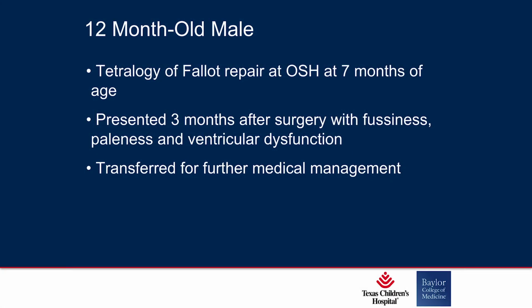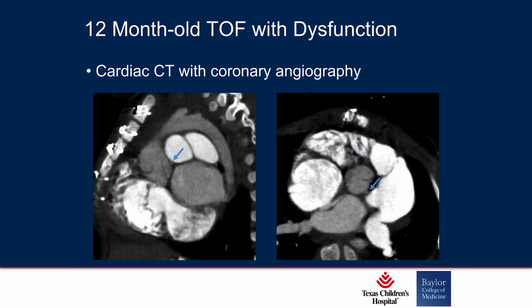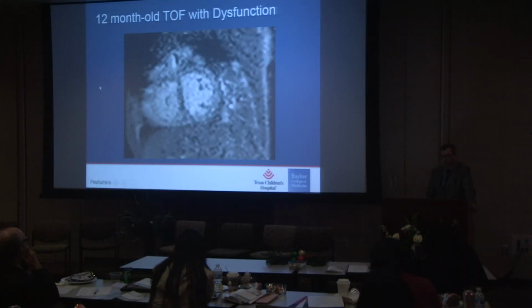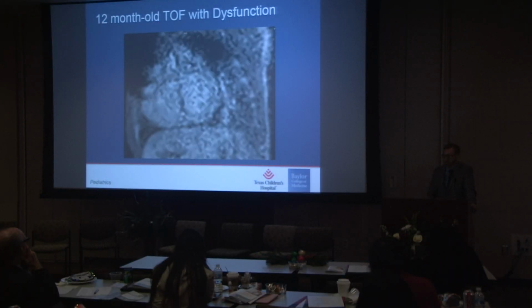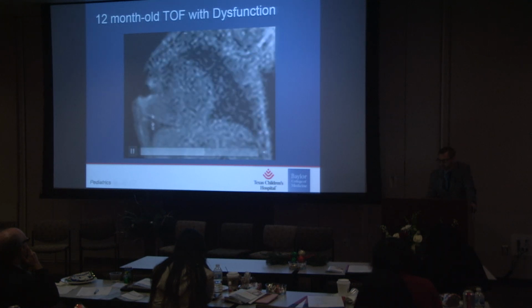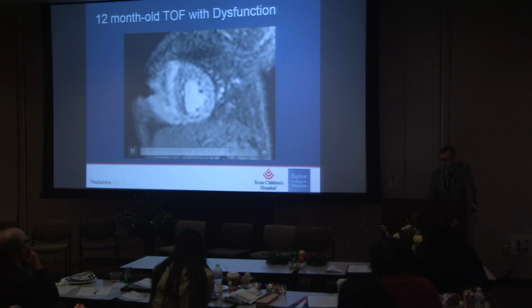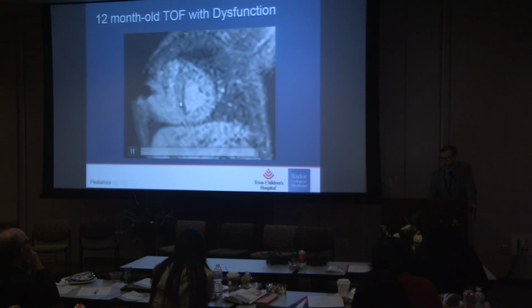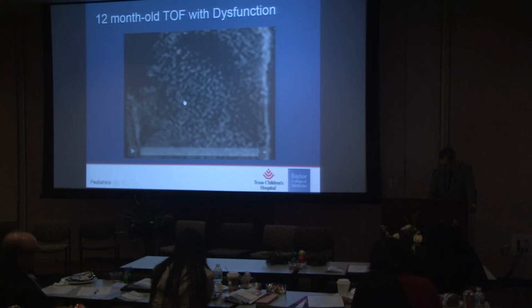One more case is a 12-month-old tetralogy of Fallot patient that was repaired at an outside hospital at 7 months of age, and they presented to us at 3 months later with some relatively nonspecific findings of fussiness and ventricular dysfunction. Here's a quick look at their CT showing this coronary that is significantly narrowed here with these arrows. And again, this was a left dominant system. You can see this area, particularly up at the basal region, of hypoperfusion.